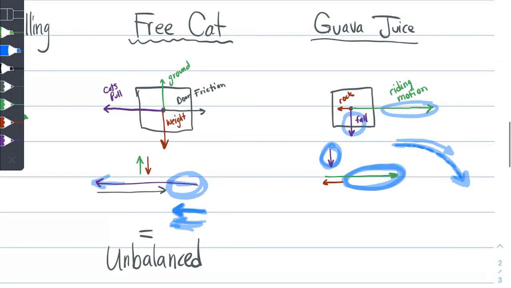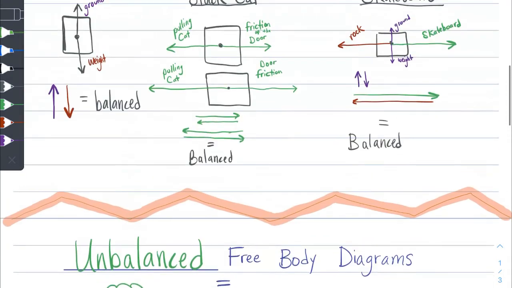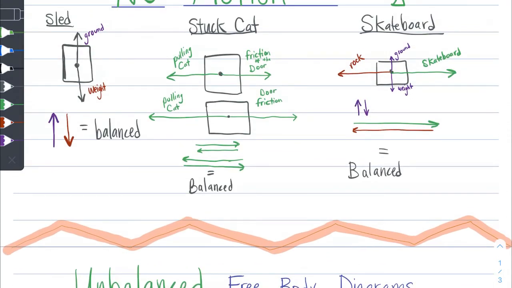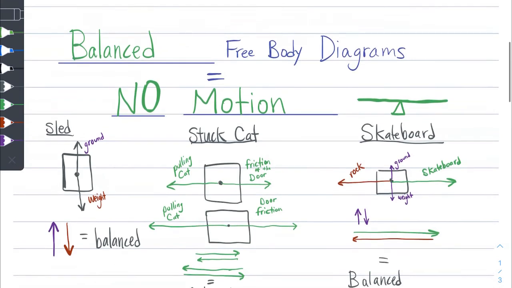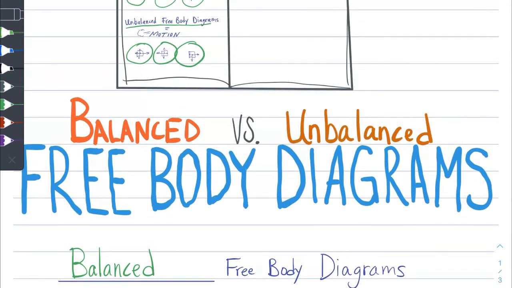When Guava Juice fell, he fell down to the ground, and you can see how that becomes obvious by looking at the free body diagram. You can see how the arrows are imbalanced in the unbalanced free body diagram, and in the balanced free body diagram, everything is balanced. So there's the main difference between balanced and unbalanced free body diagrams.